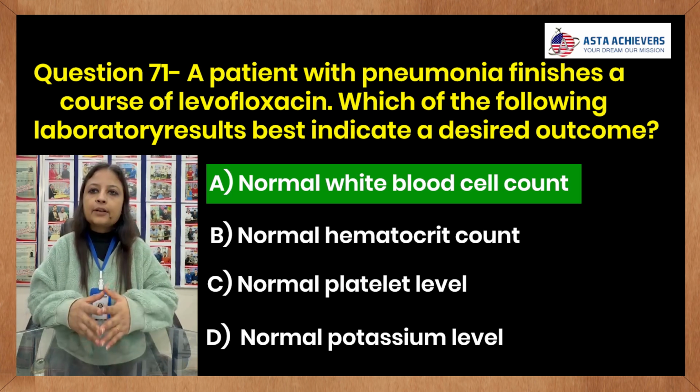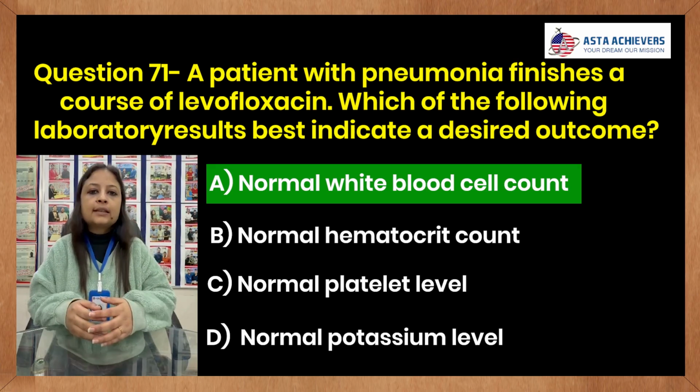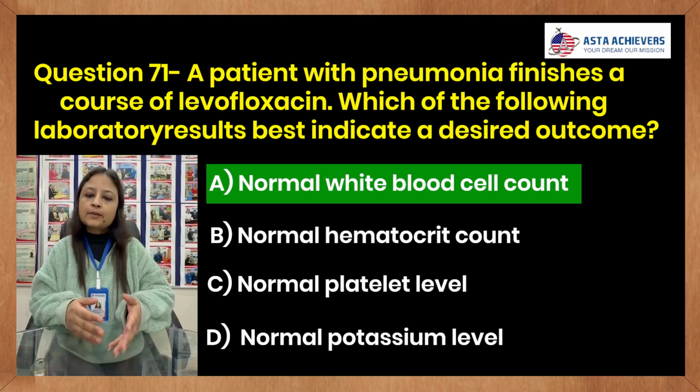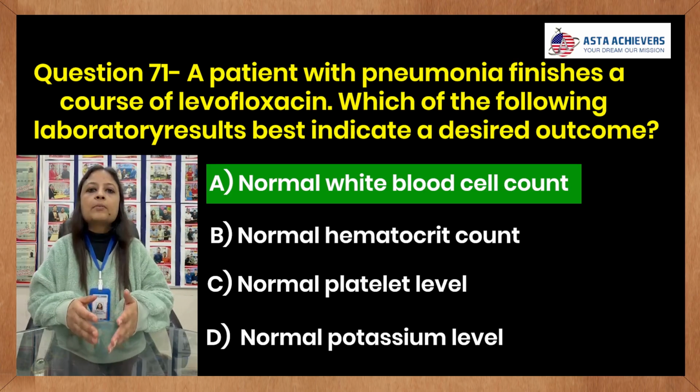Question number 71. A patient with pneumonia finishes a course of levofloxacin. Which of the following lab results best indicates a desired outcome? Option A, normal white blood cell count. Option B, normal hematocrit count. Option C, normal platelet level. Or option D, normal potassium level.